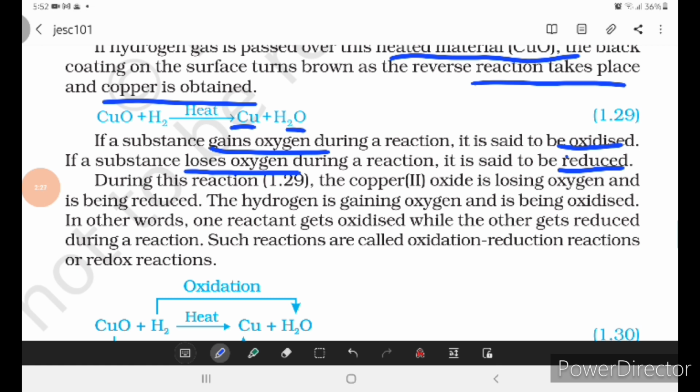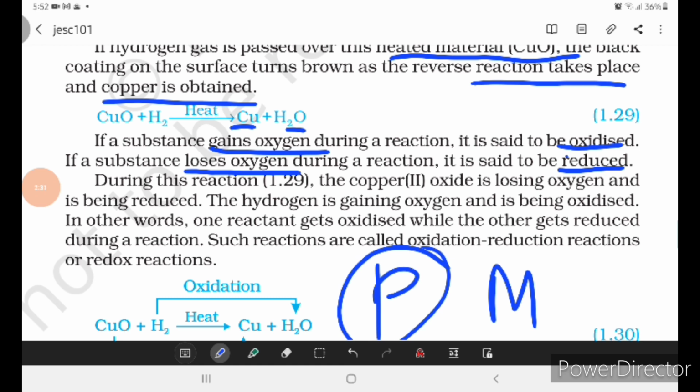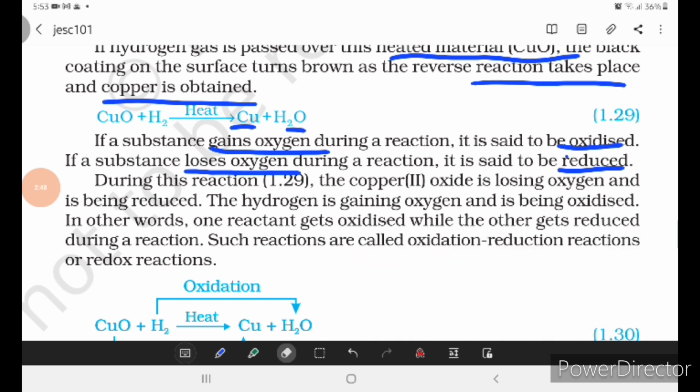Here we have a pen and you have money, right? If you get the pen, you're oxidized. You lost your money, that means you're reduced. You got your pen, that is you're oxidized. You lost your money, that is you got reduced. So just compare this with our daily life situations, it becomes easier. If you gain oxygen, it is oxidized. If you lose oxygen, it is reduced.